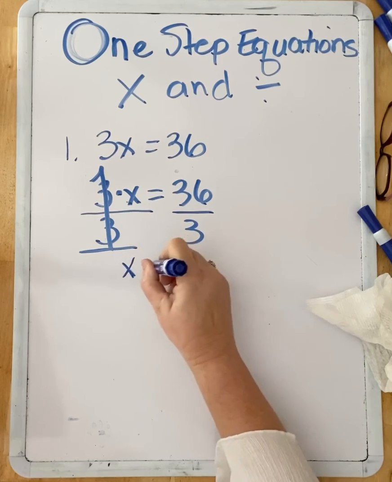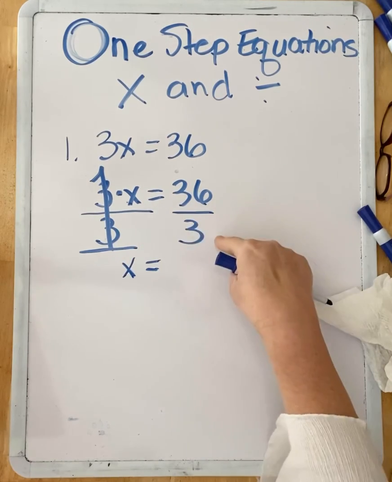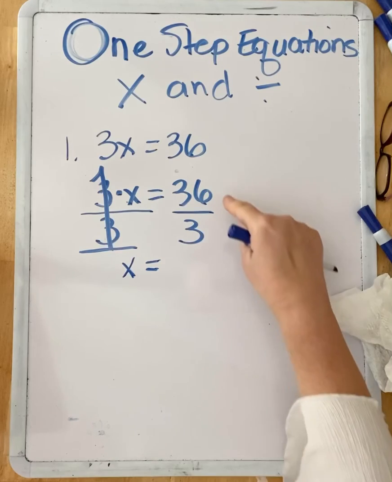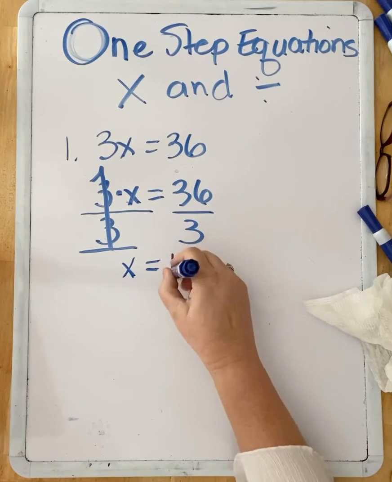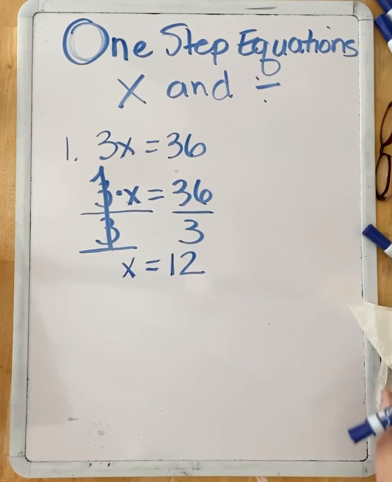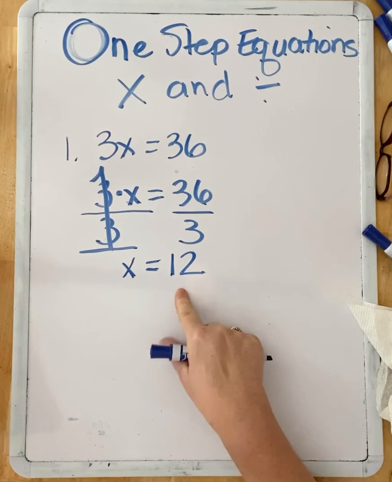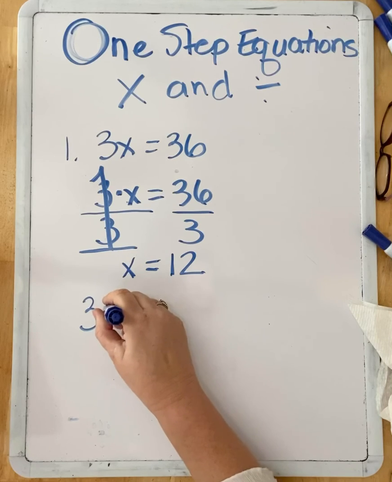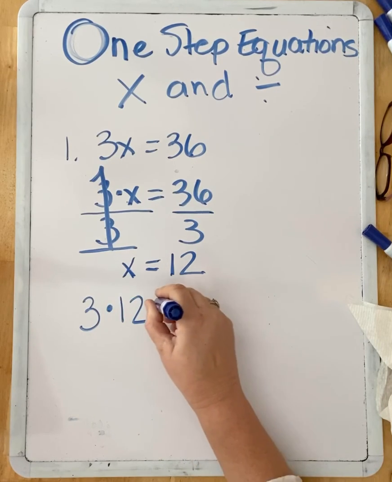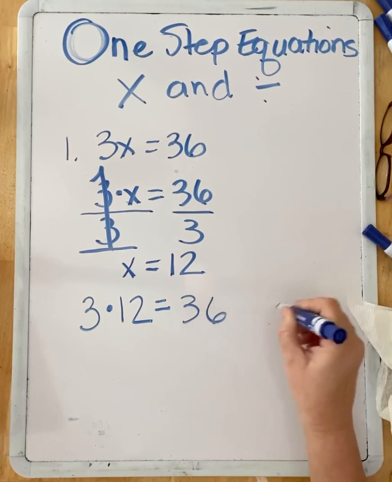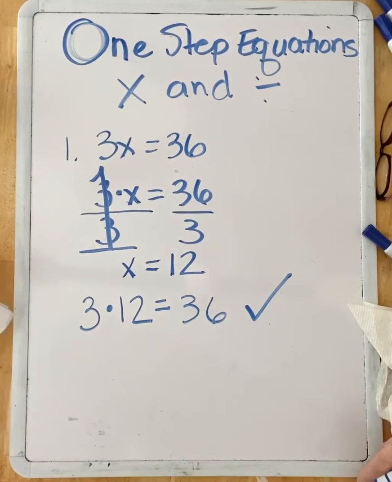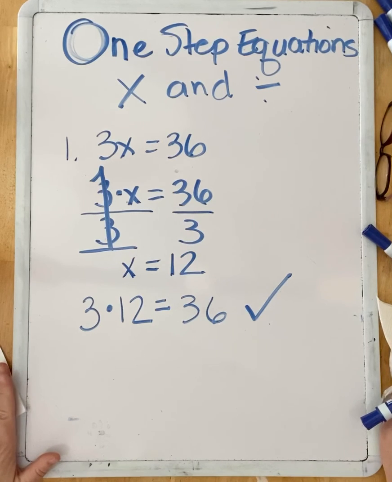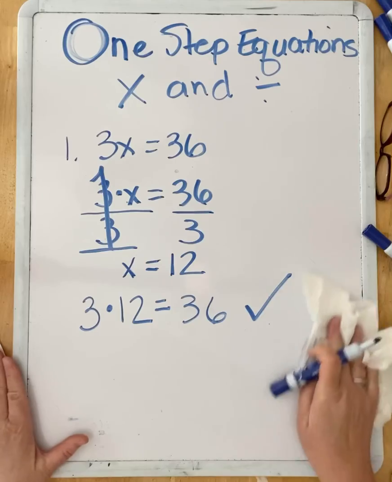So I have x equals, and then I have to divide by 3 over here because I did it on that side. 36 divided by 3 is 12. If you substitute this 12 into my original problem, I have 3 times 12 equals 36, and that is a true equation. All right, let's do one that looks like division next.